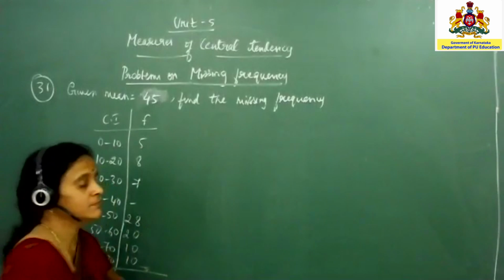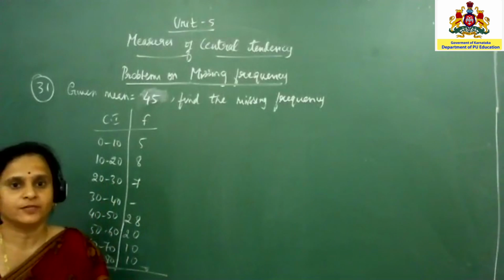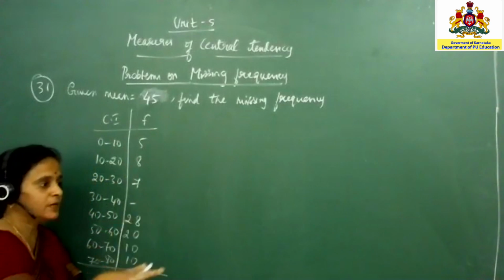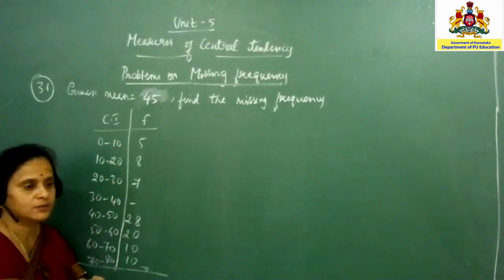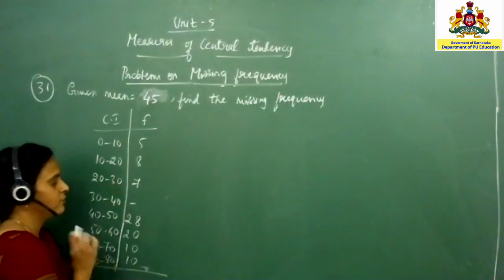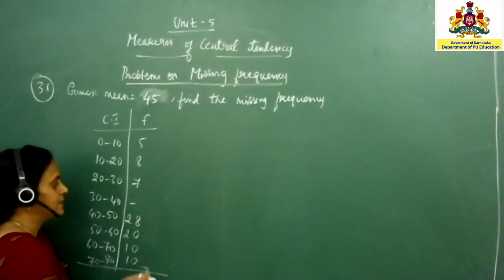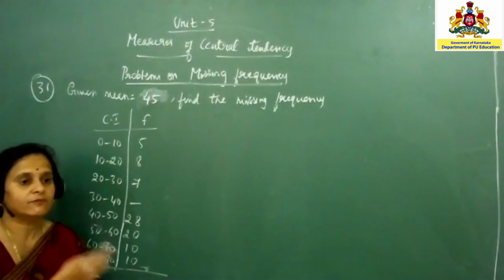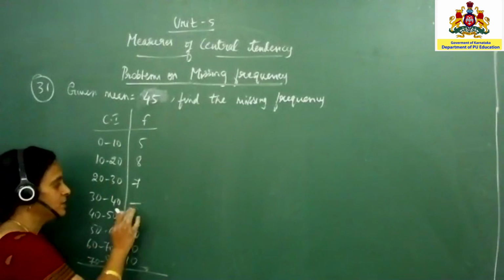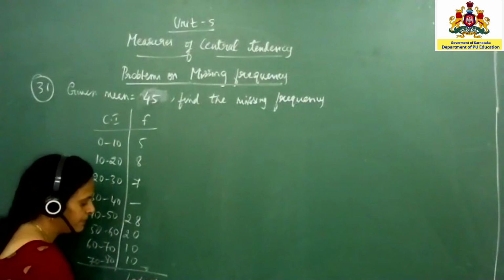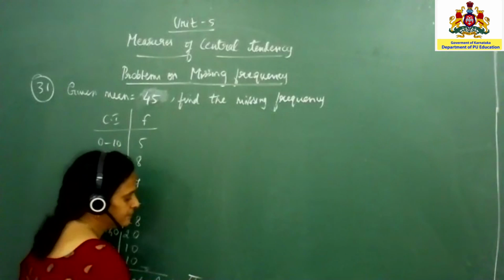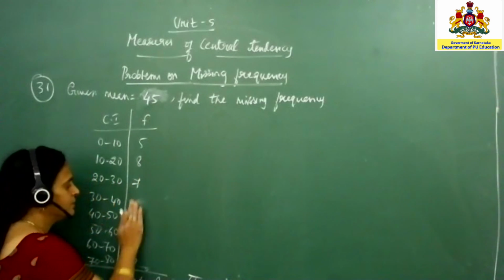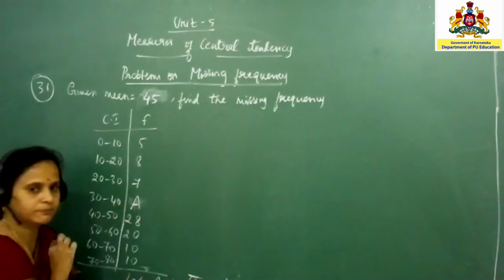So one more problem based on missing frequencies. You have one more question given based on class interval and frequency. The previous problem, we just had the X values, the discrete values. Now it is in the form of class interval, and here frequencies are given except one frequency which is missing. To start with the solution, the first job is I should name this one. So let A be the missing frequency. We'll call it as A.